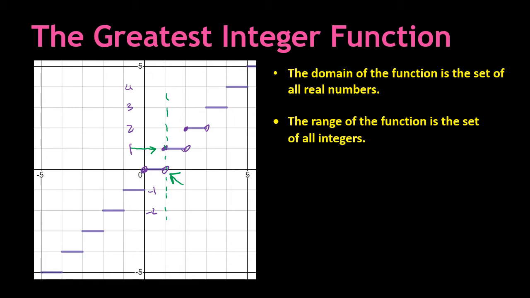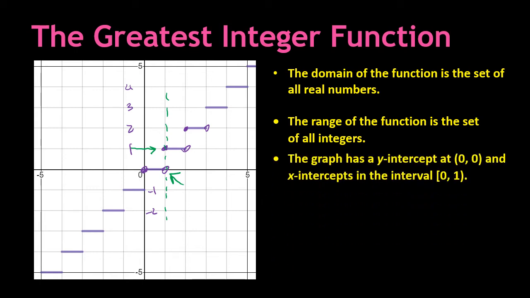If you apply a transformation, where we vertically stretch it, shift it left and right, and maybe compress it, the range will actually change, but the domain won't change. The graph has a y-intercept at (0, 0), and x-intercepts on the interval from 0 to 1.